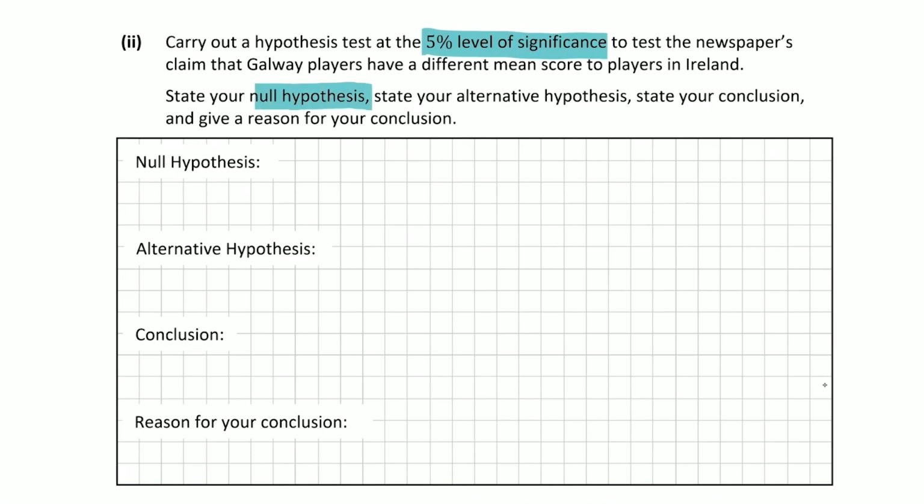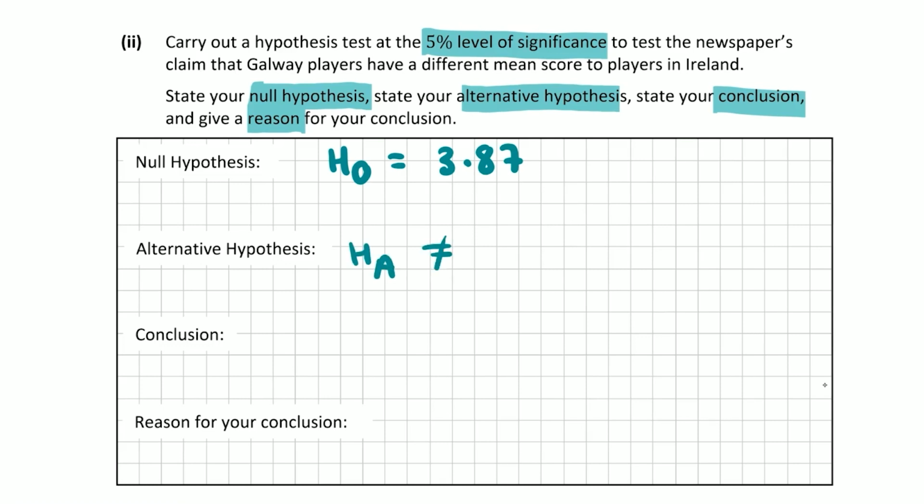State your null hypothesis, your alternative hypothesis, your conclusion, and give a reason for your conclusion. So our null hypothesis here is that nothing has changed. That is, the mean score for Galway players is the same as the mean score for all of Irish players, which was 3.87. Our alternative hypothesis is that it has changed. So that means that it is not equal to 3.87.